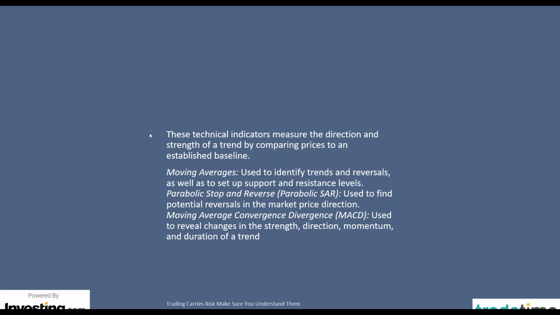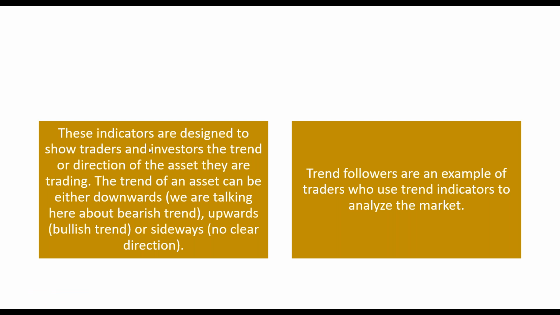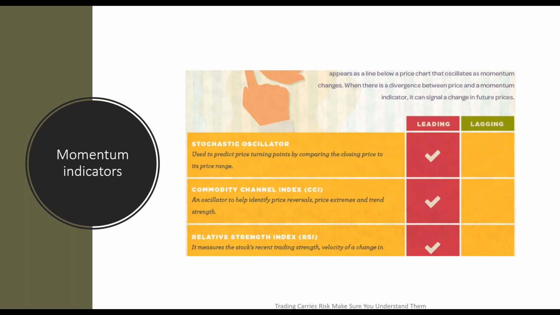Now, these technical indicators measure the direction and strength of a trend by comparing price to established baselines. These indicators are designed to show traders and investors the trend or direction of an asset they are trading. The trend of an asset can be either downwards or upwards or sideways. Trend followers, for example, use trend indicators to analyze the markets.